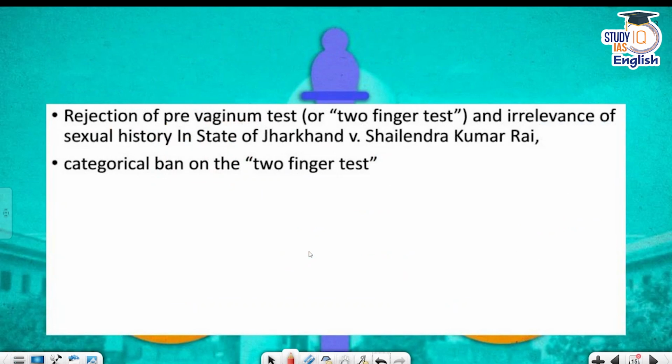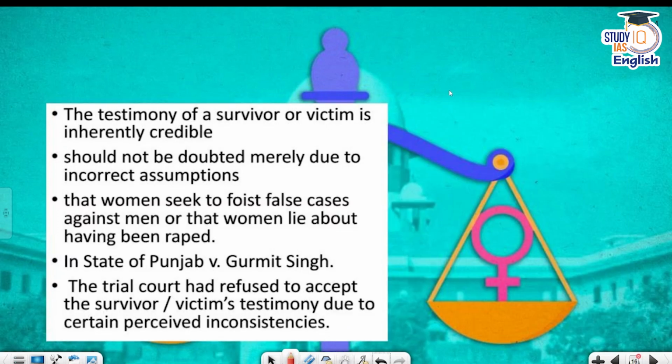What about this bias? The Supreme Court also rejected the per-vaginum test or the two-finger test and the relevance of sexual history in the State of Jharkhand versus Shailendra Kumar Rai. It is said that any woman who has been raped has to go through a two-finger test. This is completely unreliable and also undermines the dignity of the survivor or the victim, as they prefer themselves to be called. The testimony of a survivor or a victim is inherently credible.